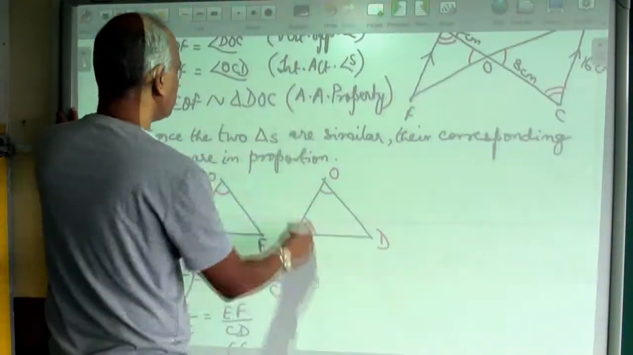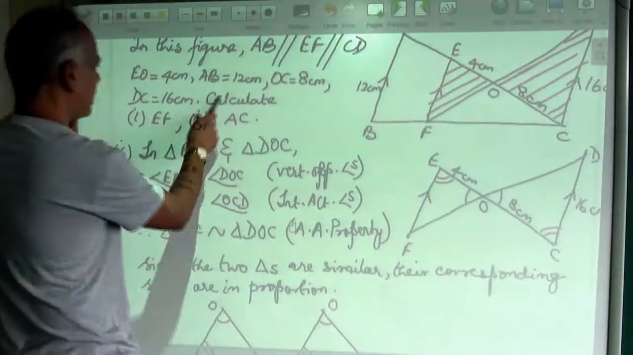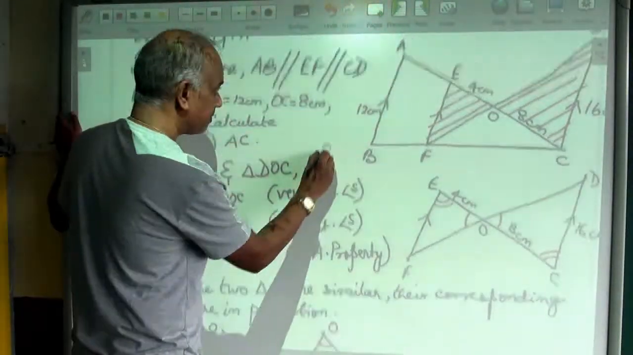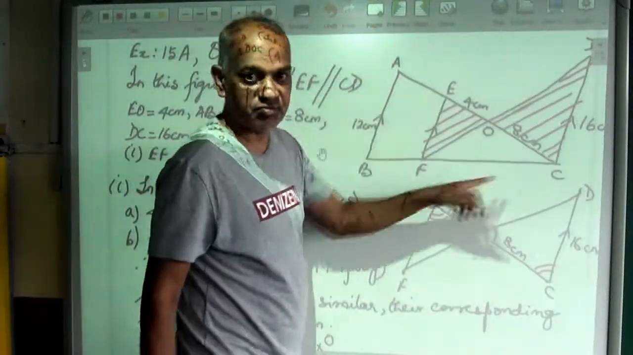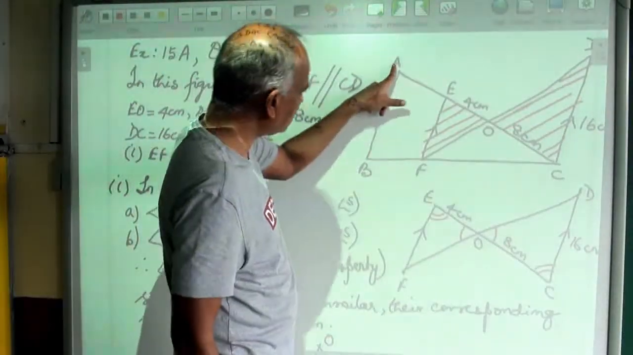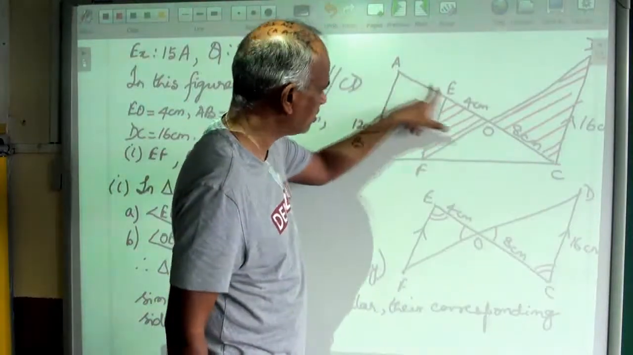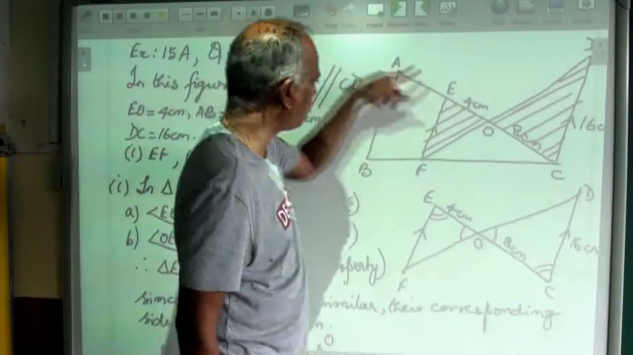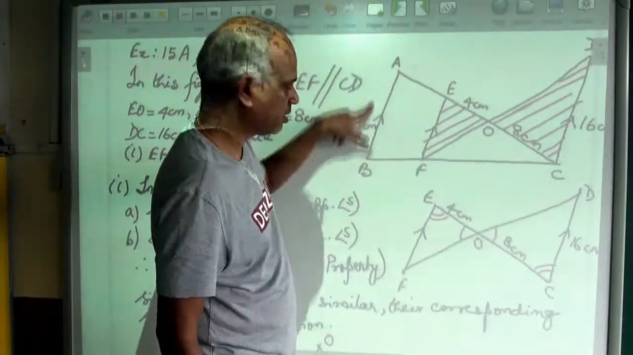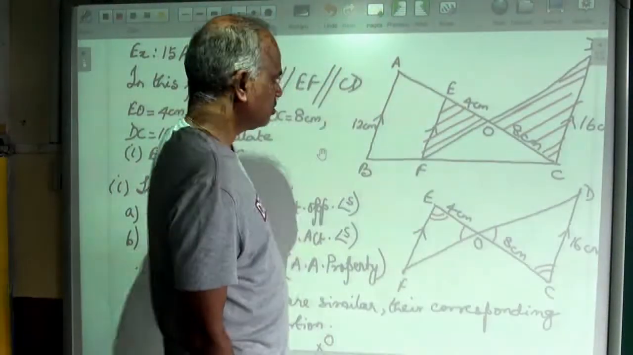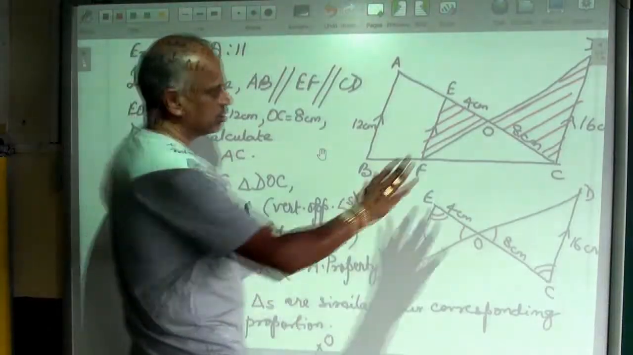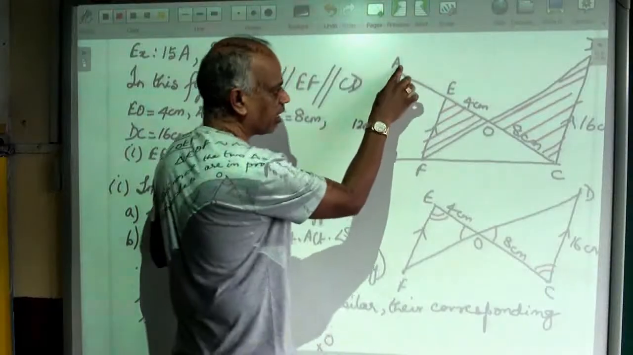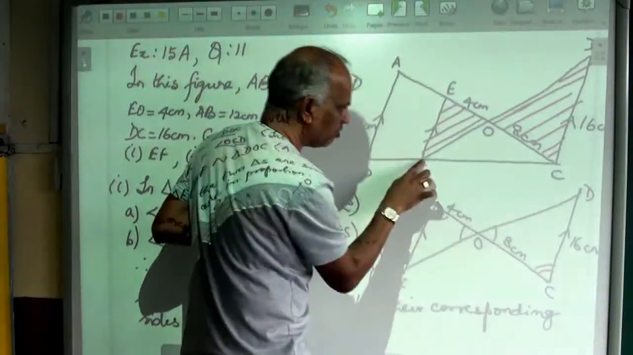There is a second part of the question, which says calculate AC. Now if you look at this figure, this is the actual figure. AC is what we are trying to find, this one. And AC is the side of ABC, this one. So the two triangles that we are going to use, this is of no use now. You will take this triangle, the biggest one, and this triangle, which is the smallest one.